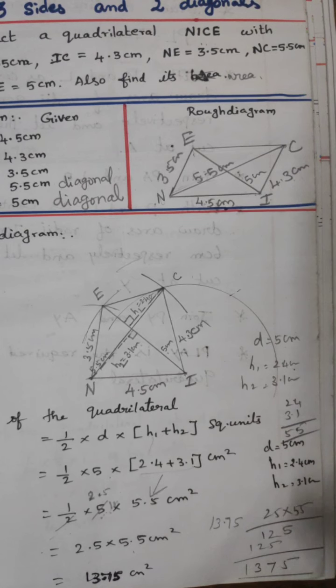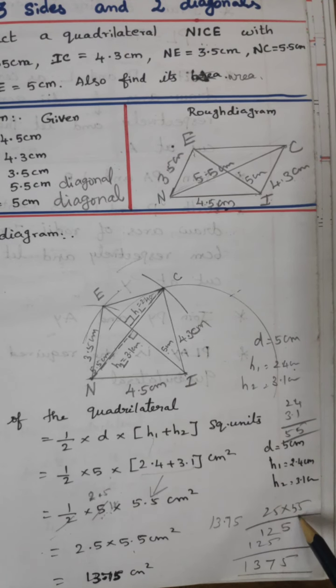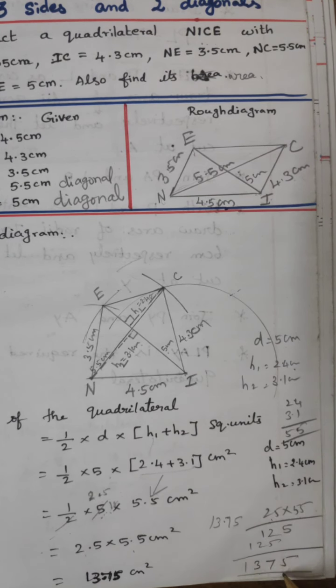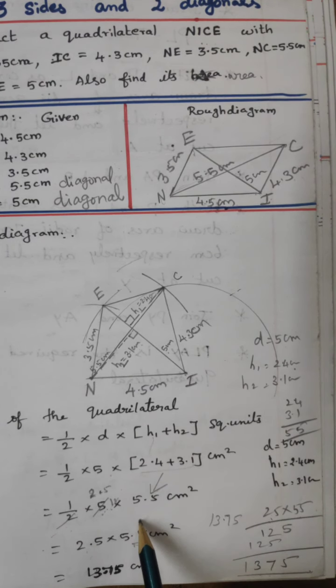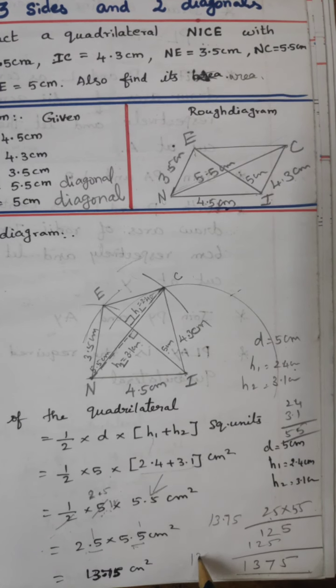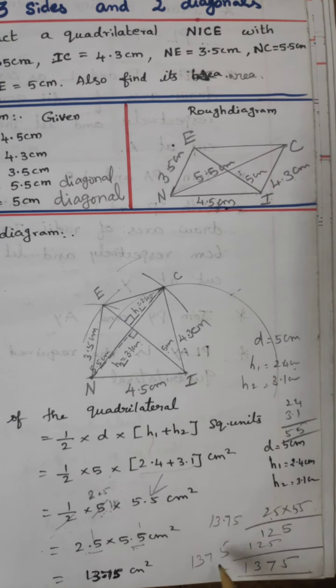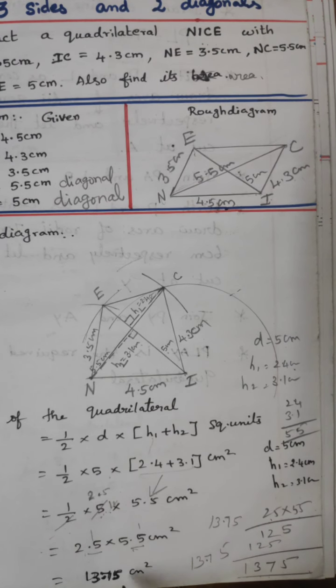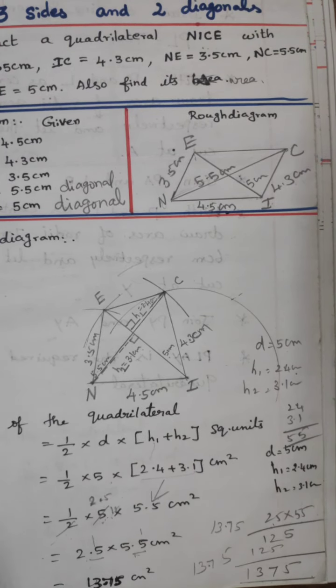Remove the decimal point and multiply first. 25 into 55. Multiply and get the answer 1375. So after the point, how many digits are there? 1 digit here, and 1 digit here. Totally we need 2 digits after the point. So count from the last place, 1, 2, and keep the point here. 13.75 centimeters squared.